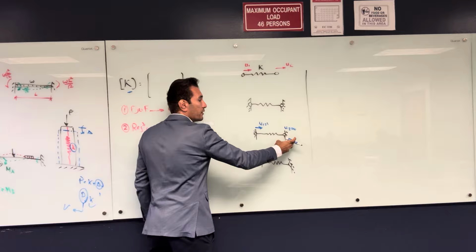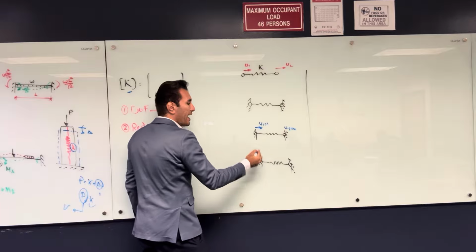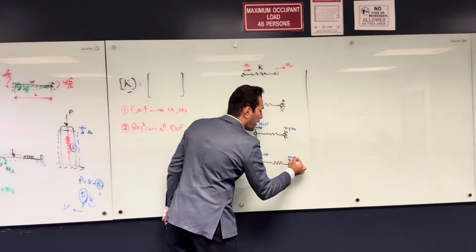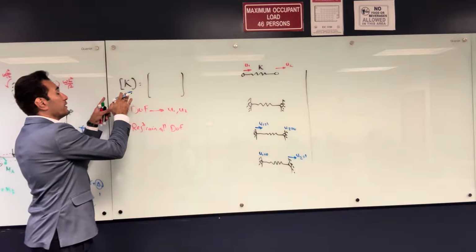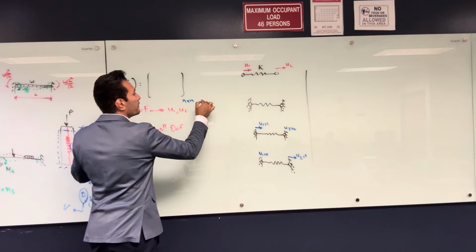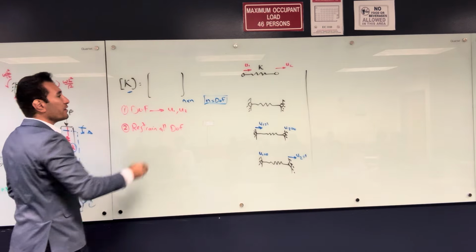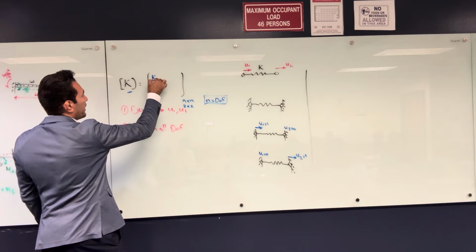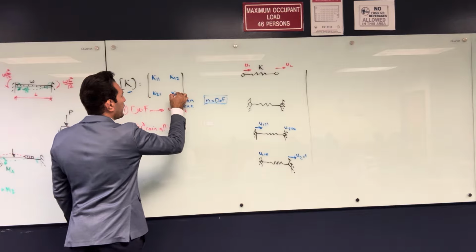So I fix U2 and I apply unit deformation at U1 and see how my structure is going to respond, okay? And then here I put U1 equal to 0 in a separate structure, and I apply U2 equal to 1. Usually, the element stiffness matrix is n by n. It's a square matrix, and n is equal to the degrees of freedom. So I have 2 degrees of freedom here, so this is 2 by 2. And the stiffness matrix is going to be something like this: K11, K12, and this is going to be K21 and K22.